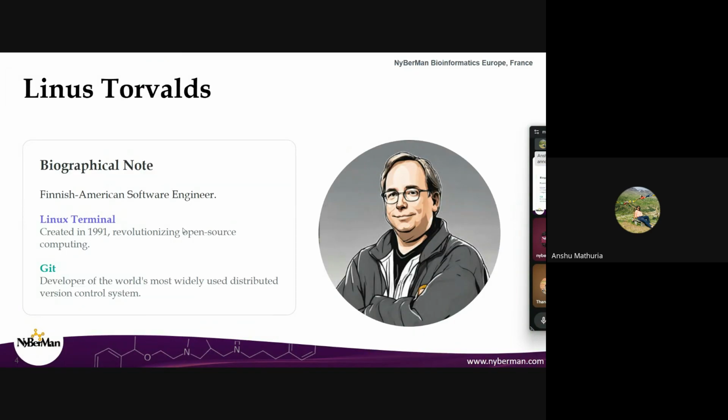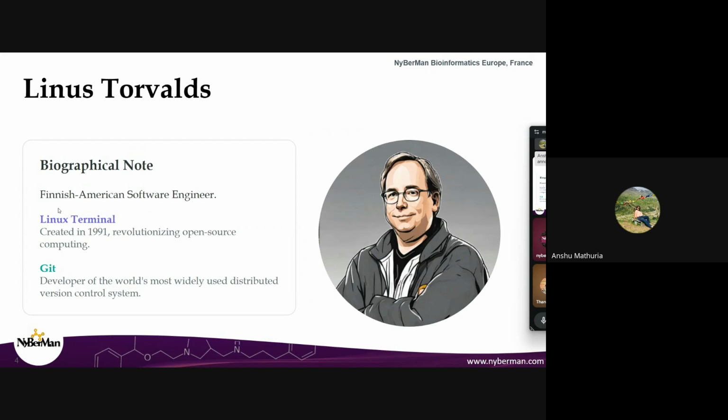Now, first of all, how did Linux come into the picture? We are going to study a little back-end theory of how Linux was developed. Before discussing Linux proper, let us learn about the person who created it. It is Linus Torvalds. This is a biographical note regarding Linux, which was created in 1991 and is revolutionizing open source computing, and it is also developed on GitHub. Before we discuss this, we'll go through a story.